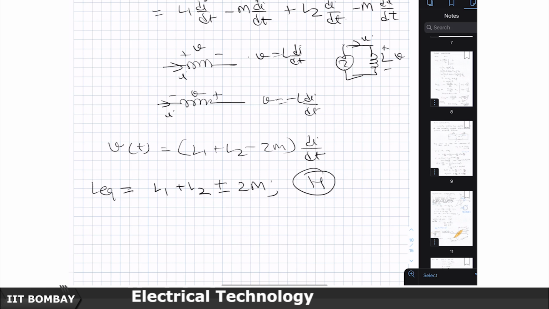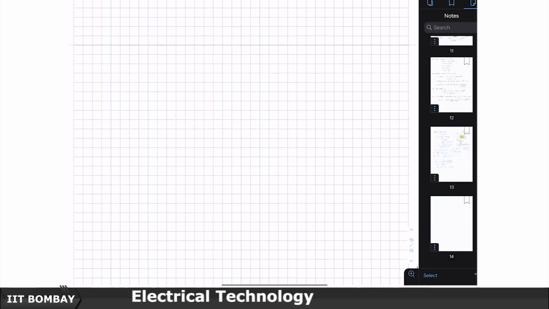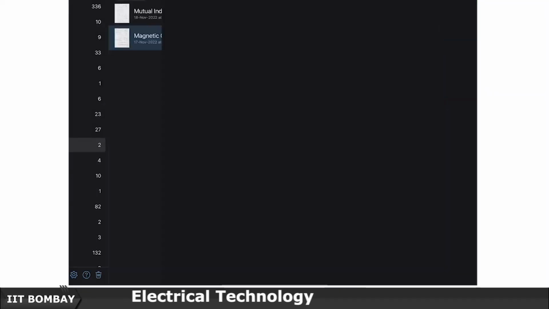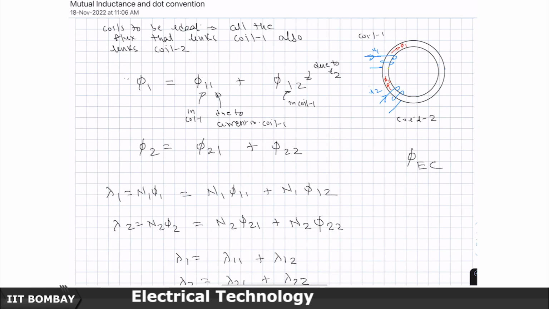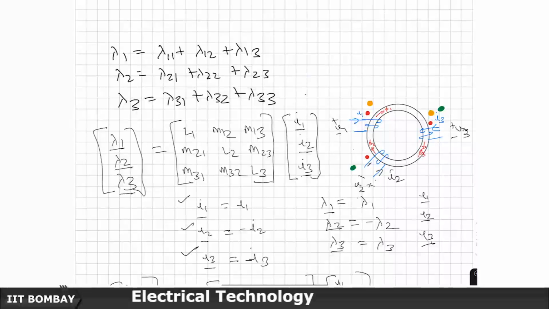Is that clear? Okay. One last example on mutually coupled coils I will take, and then we will stop this lecture here. Let me take one example of a slightly more complicated geometry. I have 3 coils here on this magnetic structure, and I have their linkages the way I have shown to you. I have put these three red dots.